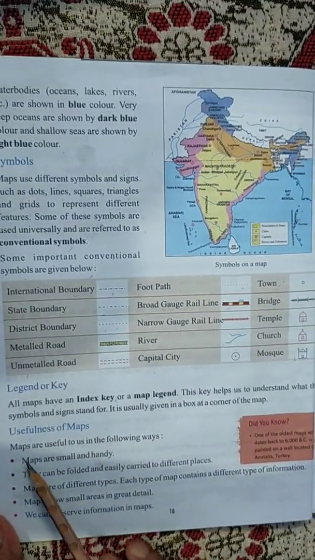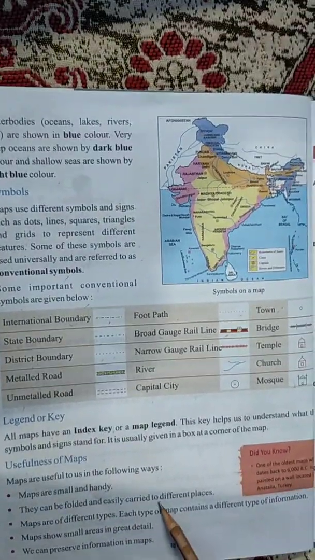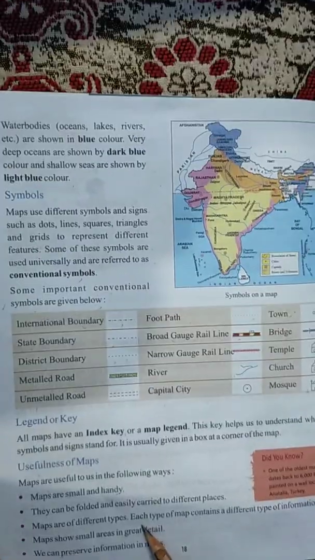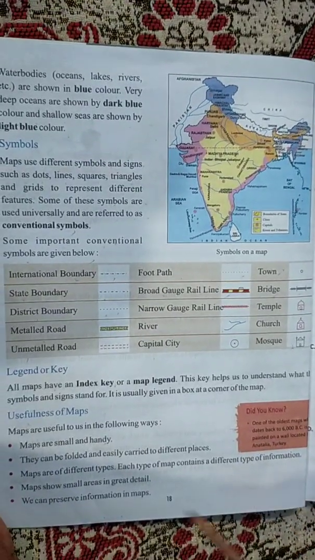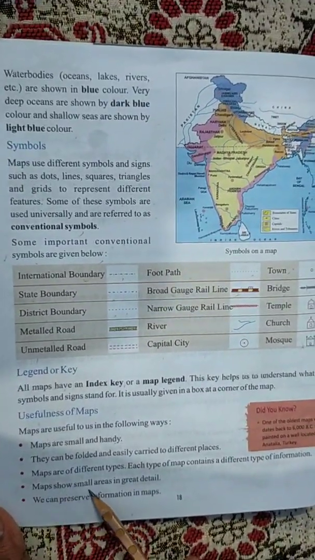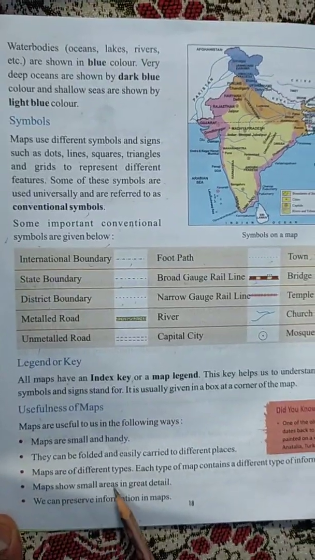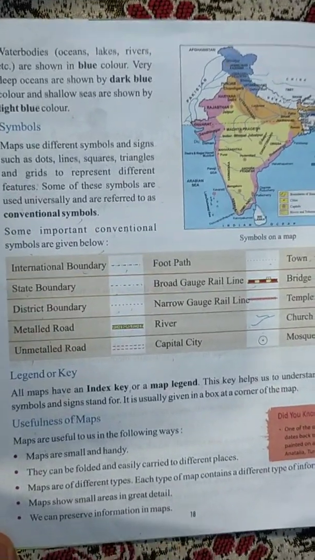Usefulness of maps. Maps are useful to us in the following ways. Maps are small and handy. They can be folded and easily carried to different places. Maps are of different types. Each type of map contains a different type of information. Maps show small areas in great detail. We can preserve information in maps.